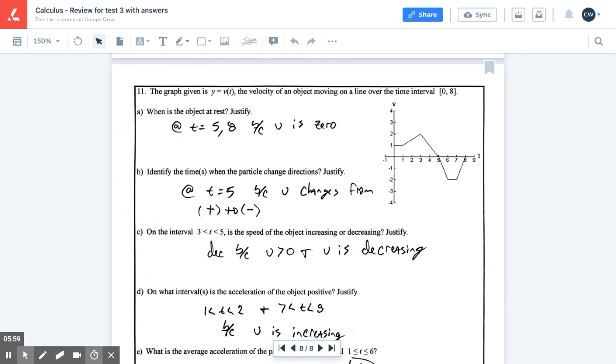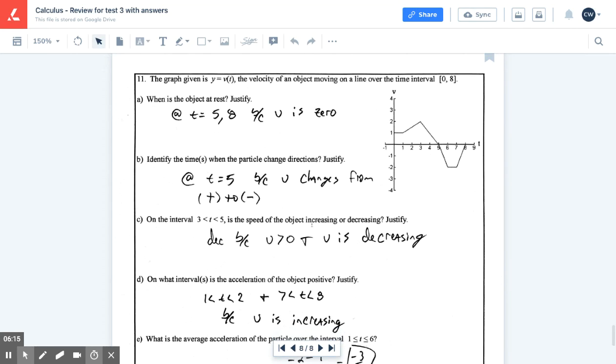Identify the time when the particle changes direction. So that's going to be when it crosses the x-axis. So it only crosses the x-axis at 5. And our justification is at t equals 5 because v changes from positive to negative. You could also say velocity just changes signs. Either one of those would work.